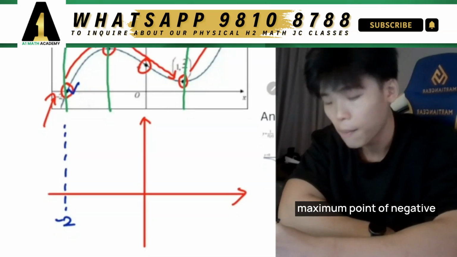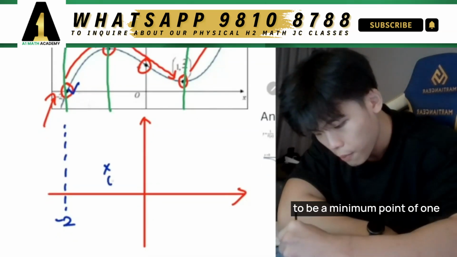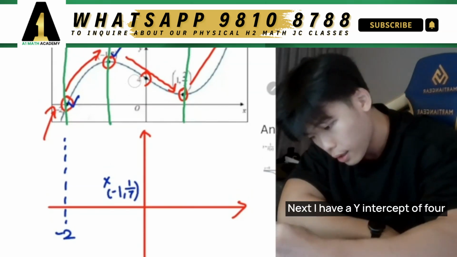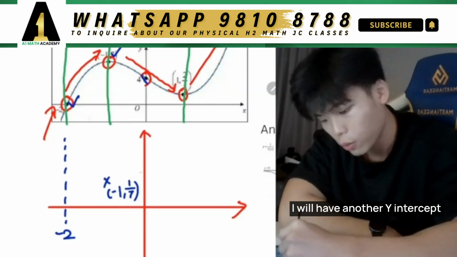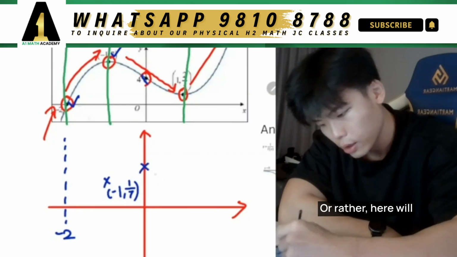Next, at the maximum point of negative 1, 7, I would expect there to be a minimum point of 1 over 7 over here now, right? So that is fixed. Next, I have a y-intercept of 4 over here, and that would mean that I will have another y-intercept over here at 1 over 4, right? Or rather, yeah, here will be 1/4.